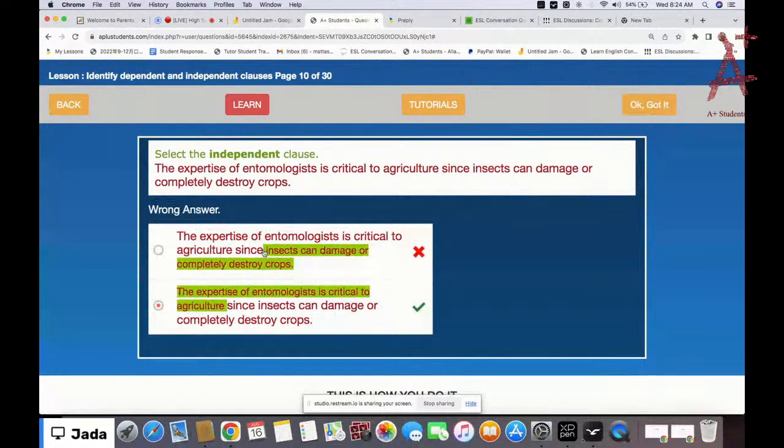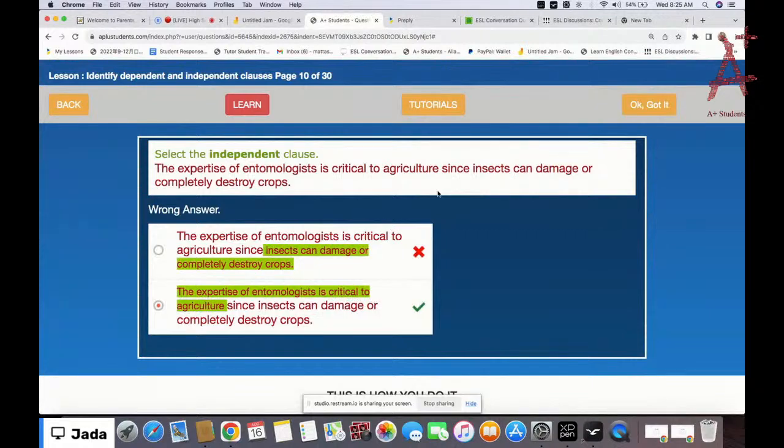It's wrong because if you look at the beginning of this, it has the word since. Even though since was not highlighted, since is already there. So apparently it's a dependent clause, because it starts with a subordinating conjunction. But the expertise of entomologists is critical to agriculture. That is a good sentence. It's independent and can stand on its own.